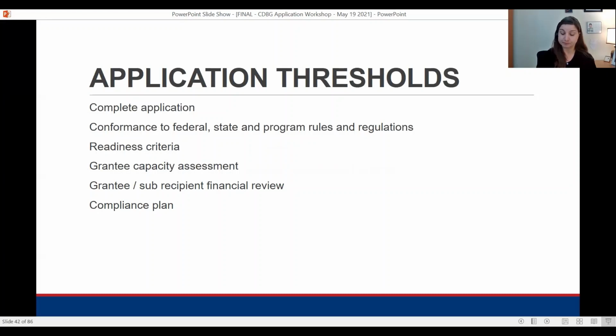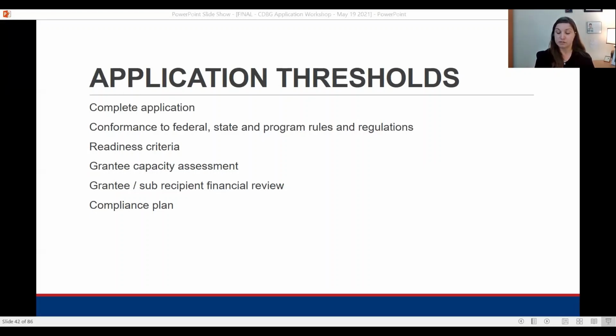And then additional documentation is also required as part of the application that enables CDFA to further evaluate an applicant for readiness and to make sure that we understand the capacity of the grantee and the subrecipient, because we want to make sure that the project is going to be successfully carried out and that there is a need for funds. So these documents that you need to submit along with your application demonstrate that the project is going to conform to federal, state, and program rules and regulations.